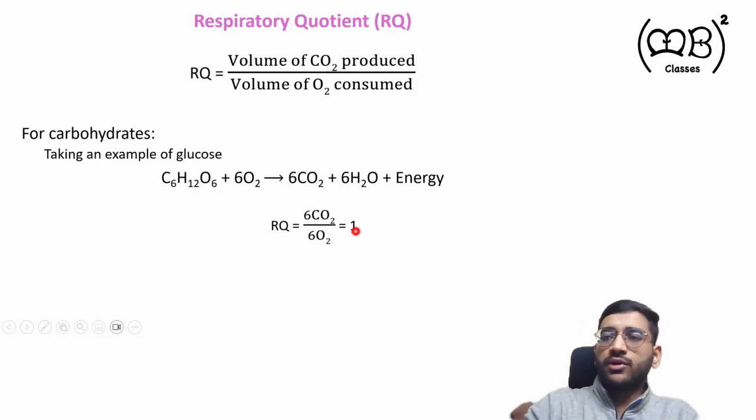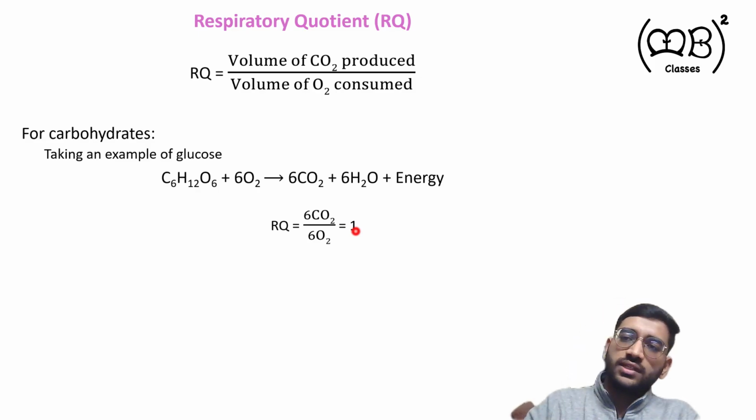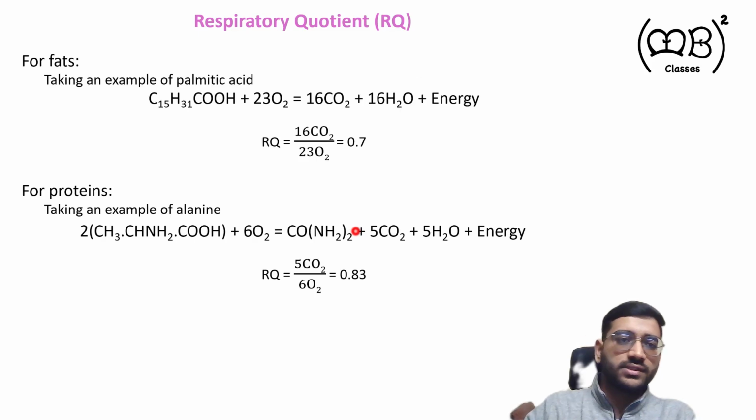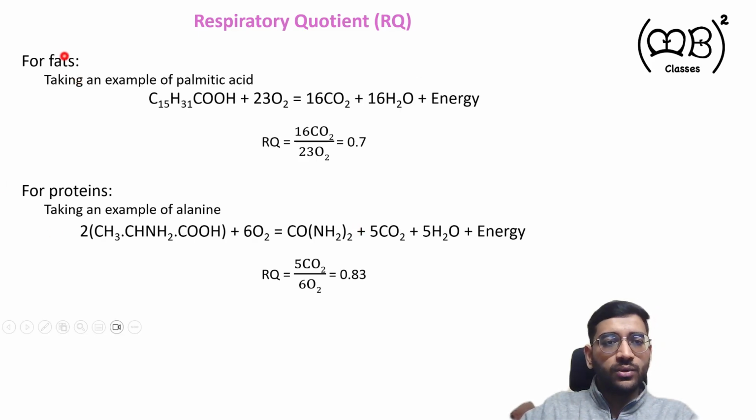So the number of carbon dioxide molecules is equal to the number of oxygen molecules which are being utilized. Let's see for fats and proteins if this is true. Taking an example of palmitic acid, we can see that the amount of carbon and hydrogen atoms is much more than oxygen in palmitic acid. So we would require more oxygen to completely oxidize this into carbon dioxide and water, and thus the RQ would be much less than 1.